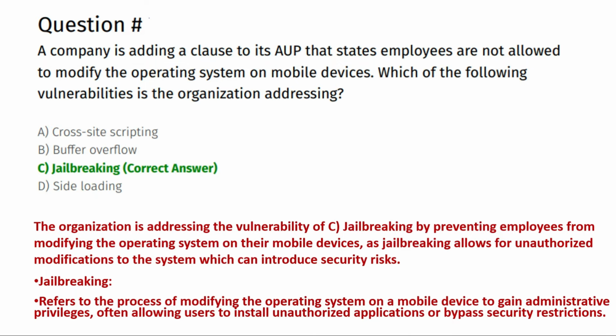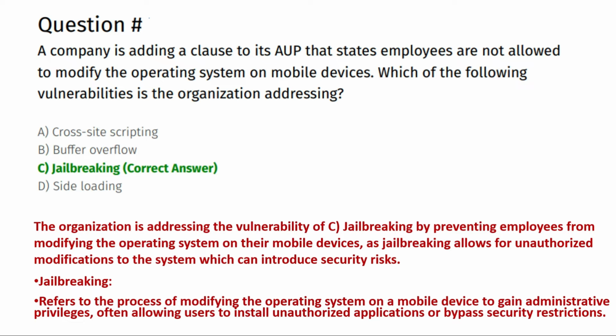And the next question is, a company is adding a clause to its AUP that states employees are not allowed to modify the operating system on mobile devices. Which of the following vulnerabilities is the organization addressing? Option A, cross-site scripting. Option B, buffer overflow. Option C, jailbreaking. Option D, side loading. And the correct answer for this question is option C, jailbreaking.